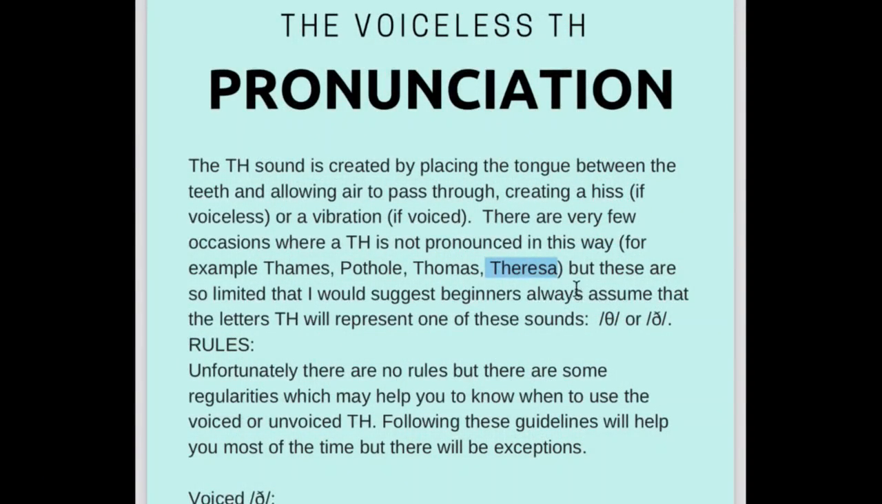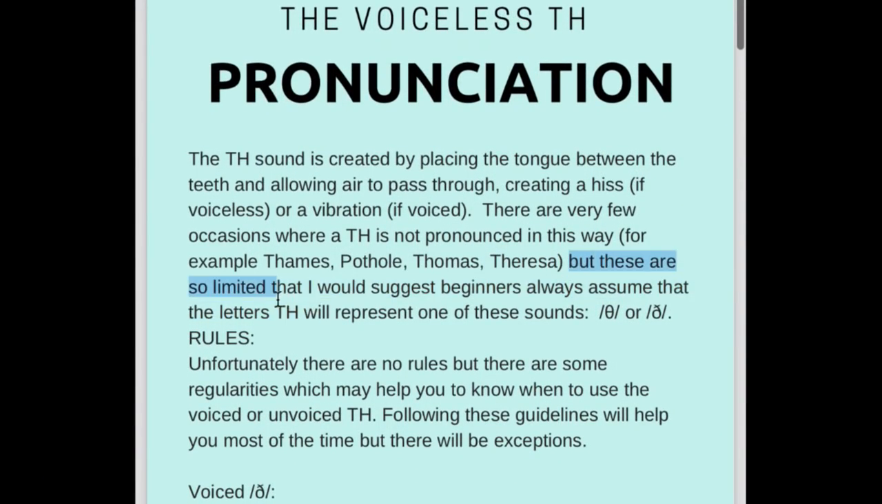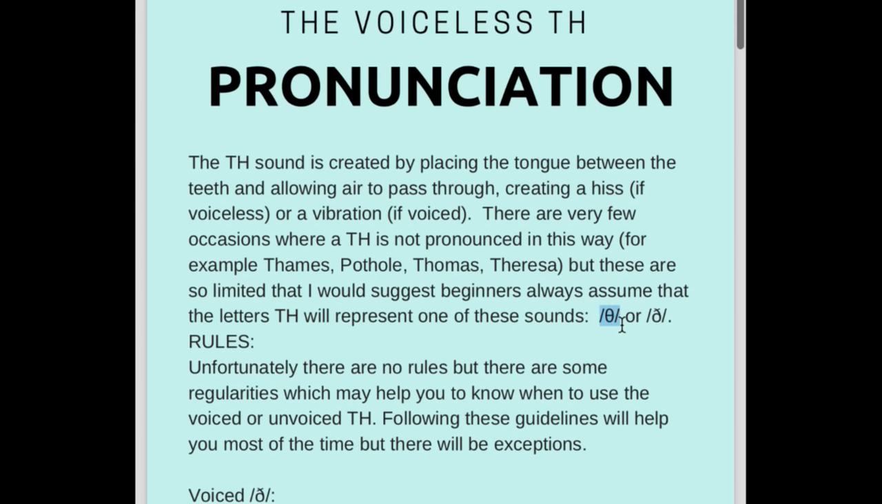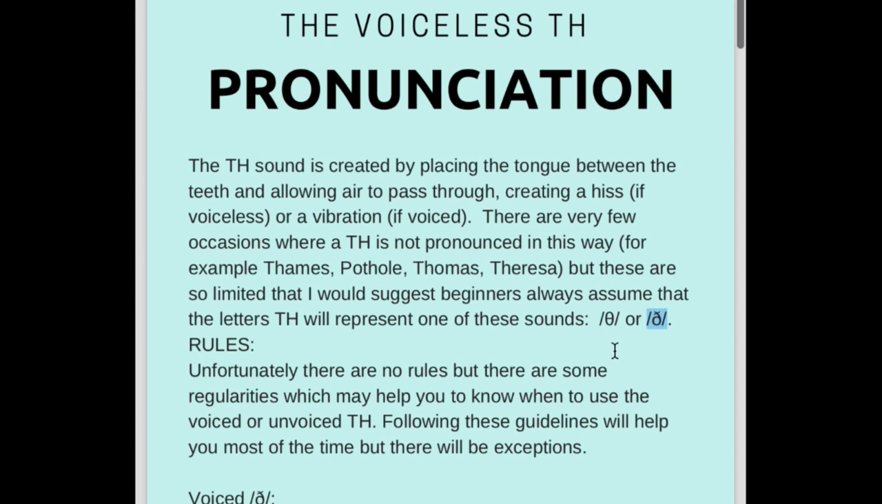But these are exceptions. Normally, when you see a T and H together, you would have a th or v pronunciation. But I think I mentioned this now. So, these examples are so limited that I would suggest beginners always assume that the letters TH will represent one of these sounds, th or v. And if you don't recognize this, these are phonetics. So this is using the IPA, the phonetic alphabet. If you're not sure how to use phonetics, then there is a video available for that. I have it on my channel. Just type in phonetics or learn phonetics and you'll find that video.